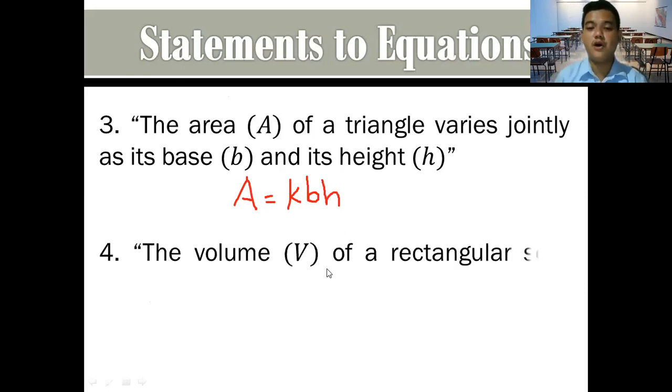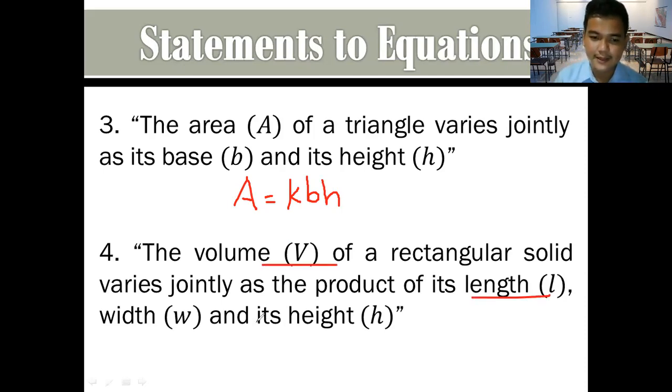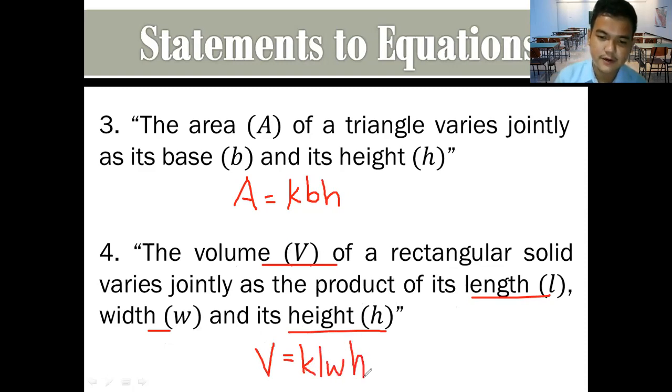So last example, the volume of a rectangular solid varies jointly as the product of its length, width, and its height. As you can notice here, apat na yung quantities na involved. The volume, the length, the width, and the height. So again, ang joint variation involves the product of two or more. Pwedeng higit sa dalawa. In this case, tatlo na siyang product. Length, width, and height. So we're going to write V is equals to K, L, W, H. Alright, so this is now your equation. Volume varies jointly as the product of length, width, and the height. So that will be it.